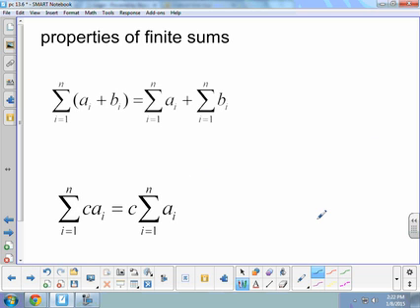Some properties of finite sums. On that first one I've got a sub i plus b sub i, which means you can separate each of those and do the summation of each of them and then add them together. The bottom one, I've got c times a sub i. C is a constant. I can move a constant out in front and work it out that way.